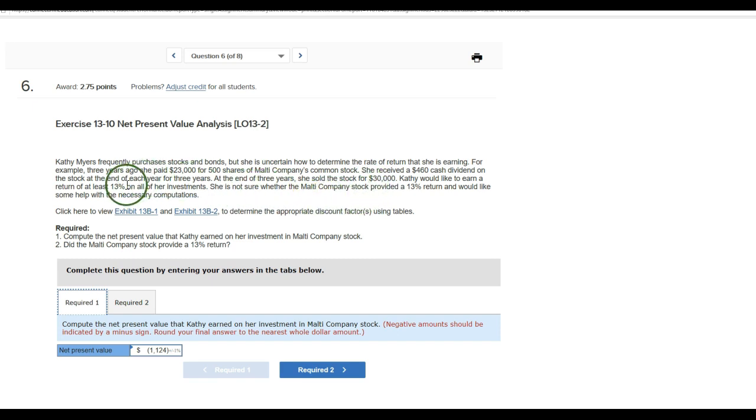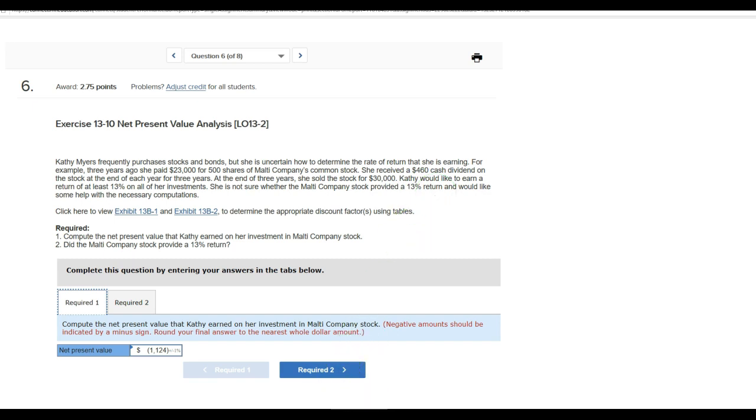So she likes to earn at least 13% on all her investments, and she's not sure whether this stock investment provided a 13% return. So we need to see if it did. The first step is, as it says, let's calculate the net present value. To do this, we will need to know the future cash flows, which will be the cash dividend each year for 3 years of $460, and then the stock selling price at the end of 3 years at $30,000. We also need the 13% rate of return she would like to earn on her investment.